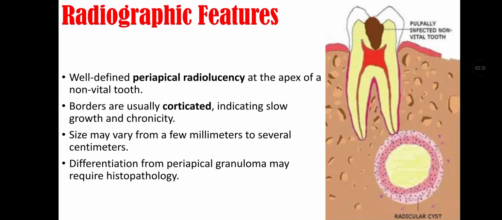Radiographic features: Radiographically, we will see a well-defined periapical radiolucency at the apex of a non-vital tooth. Borders are usually corticated, indicating slow growth and chronicity. Size may vary from a few millimeters to several centimeters. Differentiation from periapical granuloma may require histopathology.